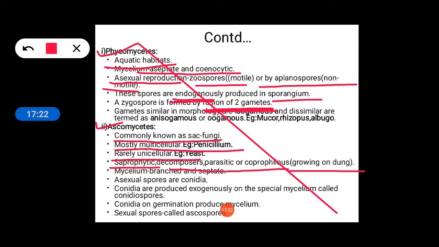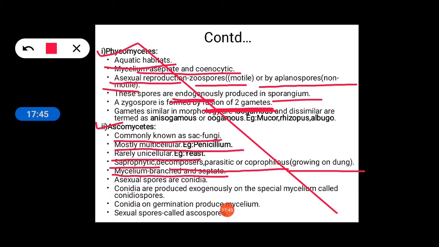Or coprophilous, this is a very important term. Coprophilous means growing on dung. This type of fungi grows on where? Dung. Okay. It is present on dung to get its essential nutrients. Okay. The next is mycelium, branched and septate. Mycelium is branched and septate.